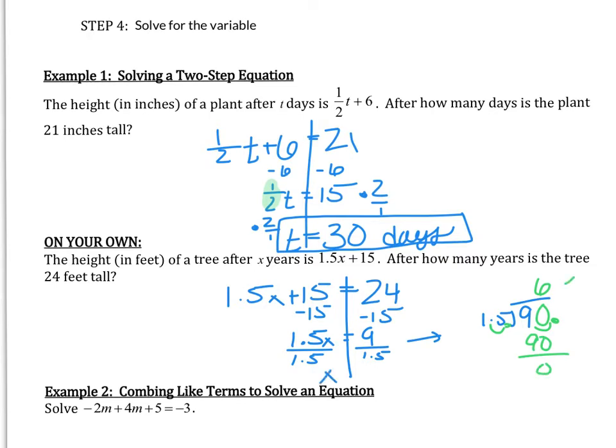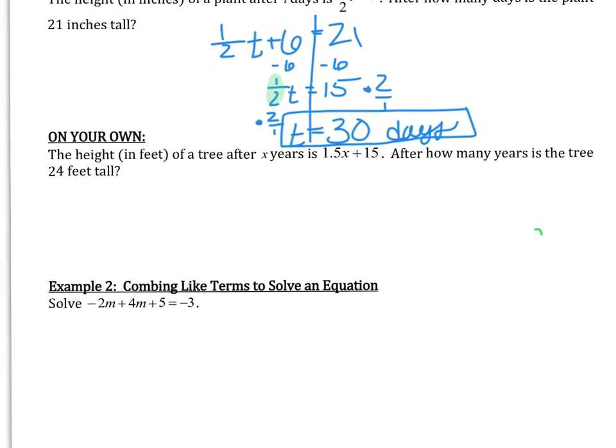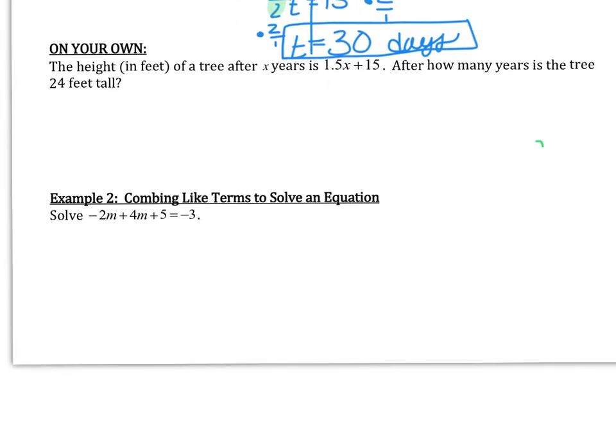Okay, so as you can see, we got x equals 6 years. So it's pretty much the same steps as the first one. Subtract and then divide, and we get our final answer. Okay, on this next example, it's exactly what we did at the end of 3.5.